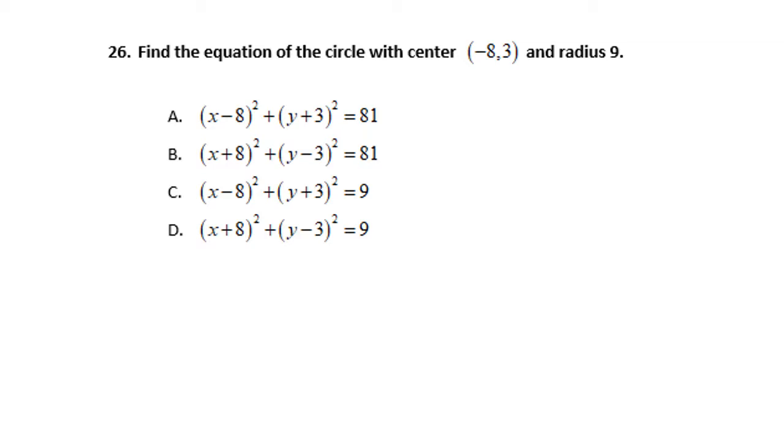Find the equation of the circle with center negative 8, 3, and radius 9. A is x minus 8 squared plus y plus 3 squared equals 81. B is x plus 8 squared plus y minus 3 squared equals 81. C is x minus 8 squared plus y plus 3 squared equals 9. Or D, x plus 8 squared plus y minus 3 squared equals 9.